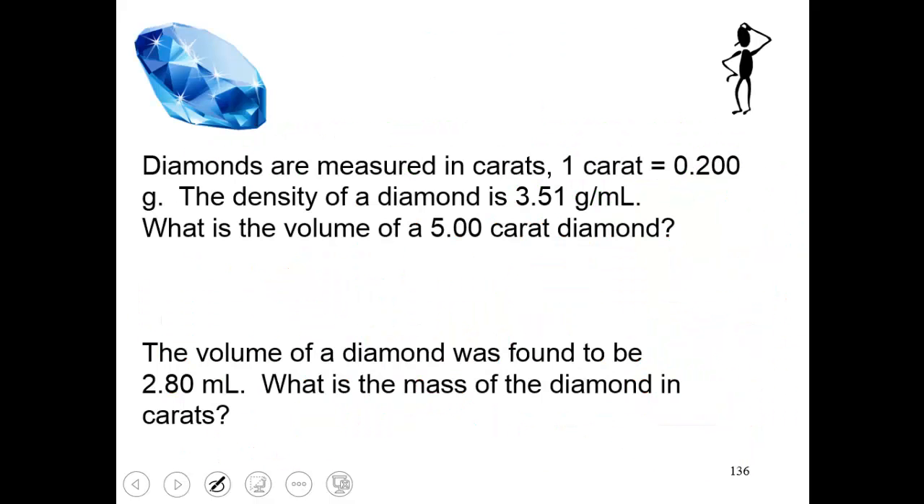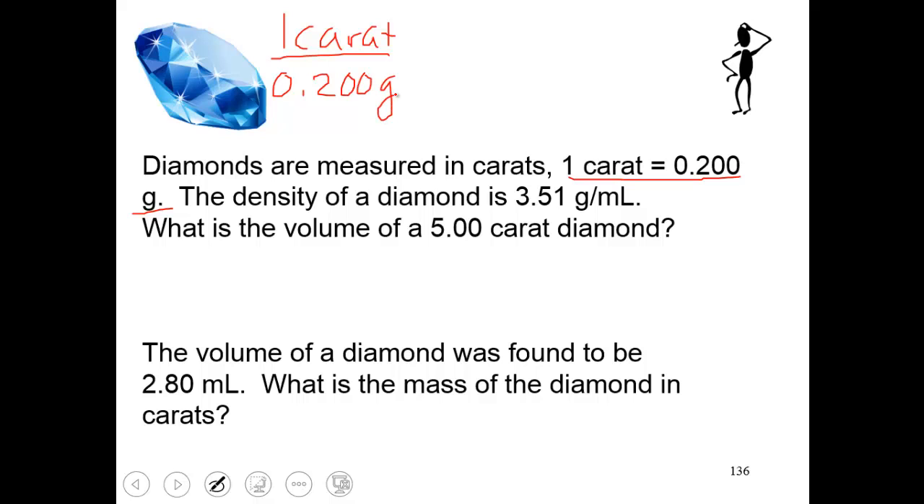Now this one is one of my favorite problems. This is about diamonds, because I'm all about diamonds. We're reading through this problem. It says 1 carat is 0.200 grams. So that's a conversion factor. I'm going to write it as a conversion factor, and I may have to turn it upside down, but I do know that this is a conversion factor.